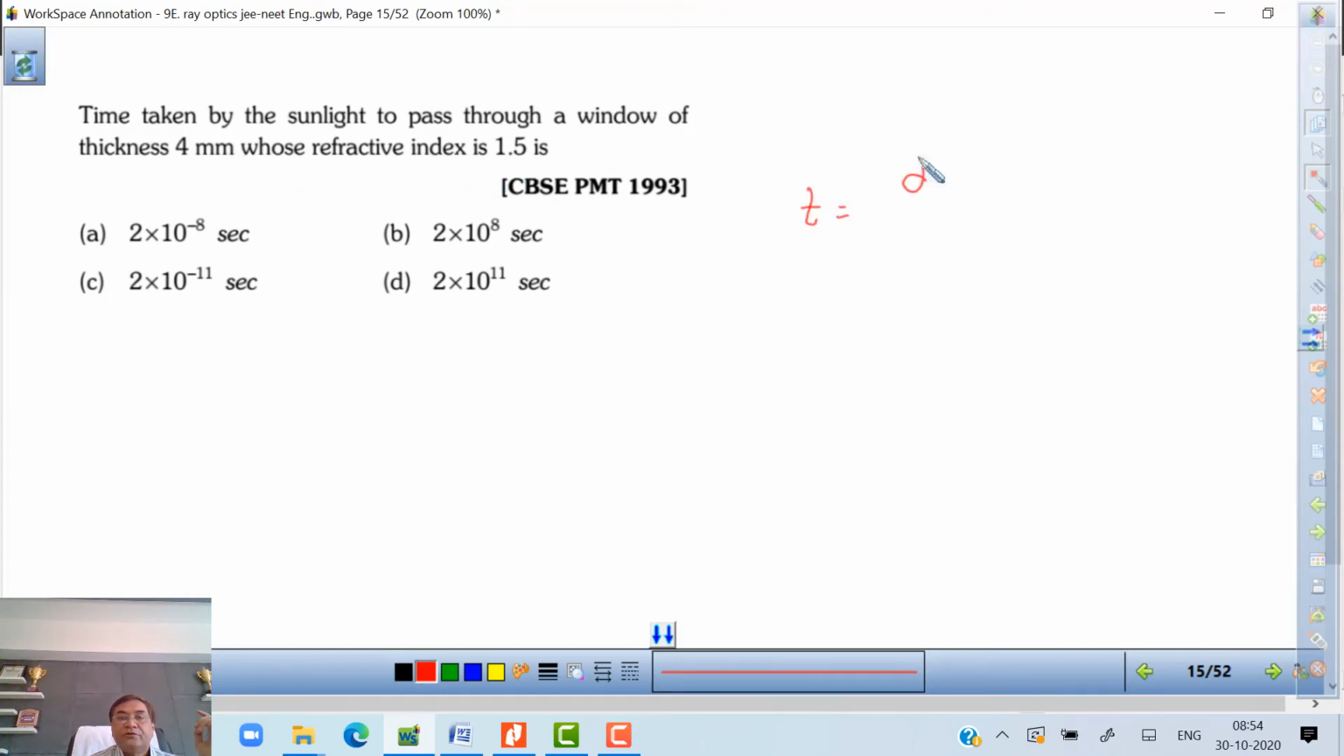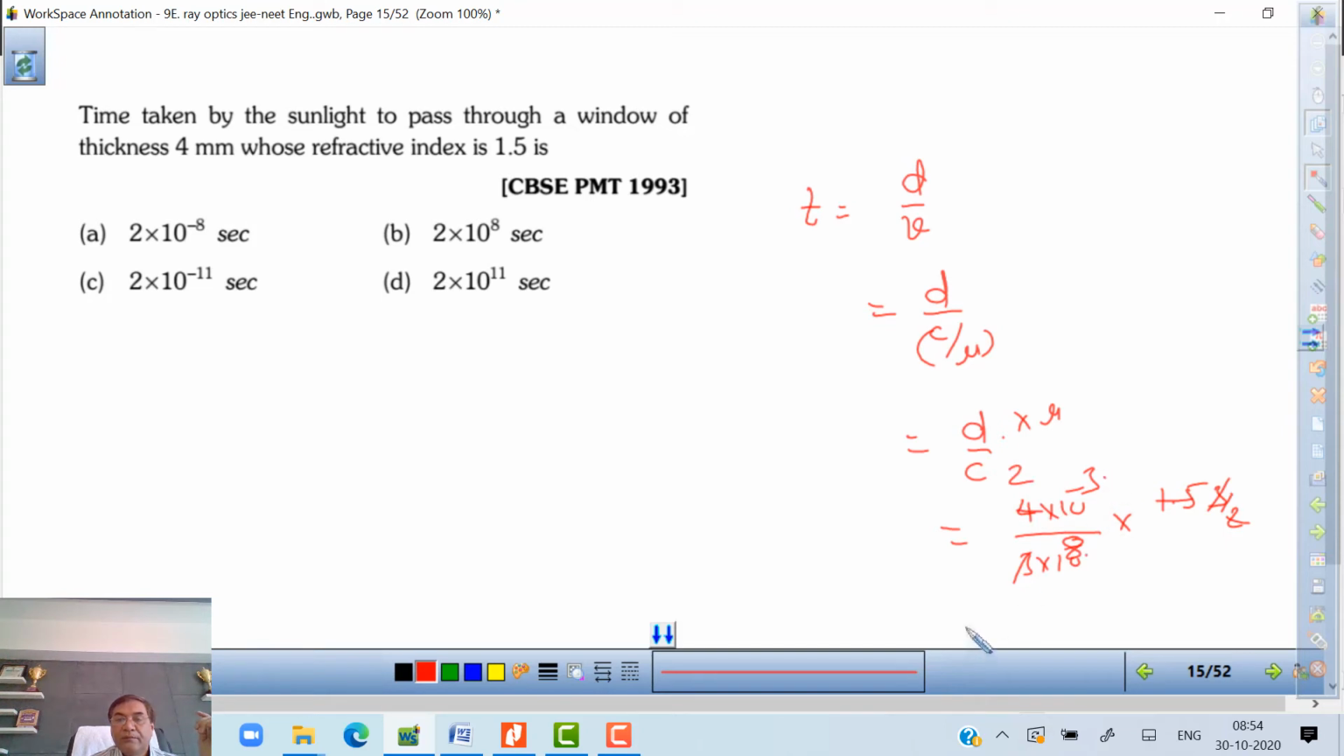So time taken is equal to distance upon velocity, therefore distance upon velocity is c upon mu, and therefore d upon c into mu. So d is equal to 4 millimeters, so 4 into 10 raised to minus 3, 3 into 10 raised to 8 is the velocity of the light in vacuum, and mu is equal to 1.5. So this is nothing but 3 by 2. So 3 cancelled. This is 2 2 4. 8 is going up. So it becomes 2 into 10 raised to minus 11. So this is in second. So option, I think C is the correct one.